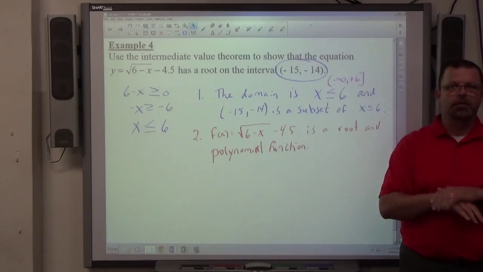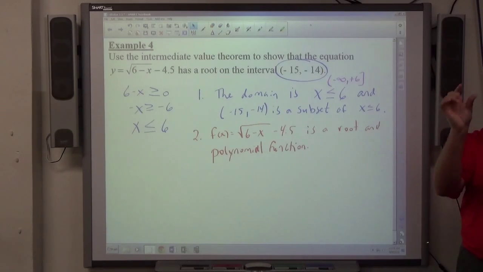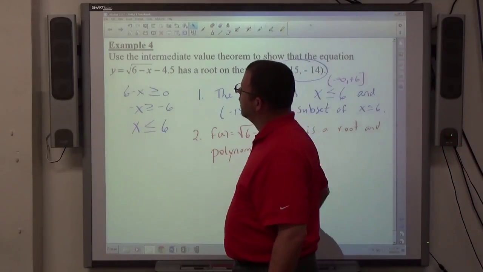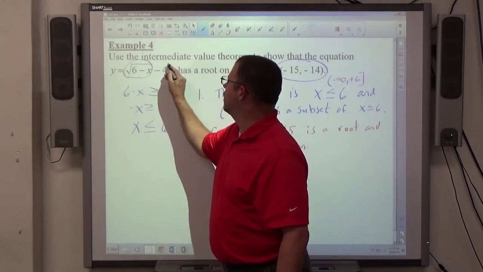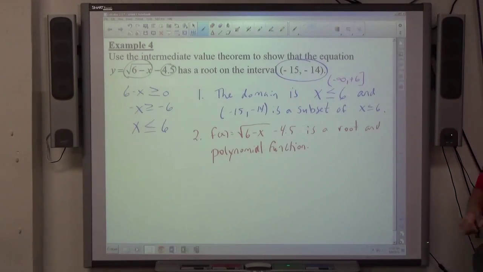The domain's a little bit more involved if it was a rational function. But the point is, every piece in this expression is a type of function. That's a root, that's a polynomial. So make sure you name all the types of functions it is.